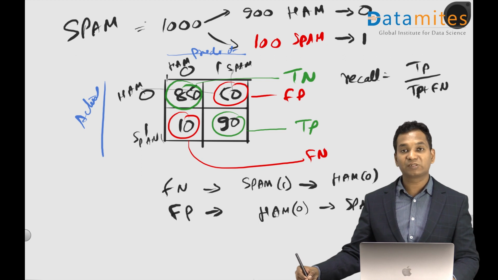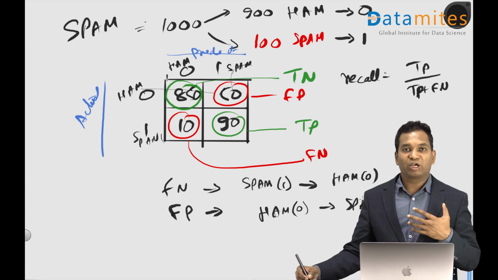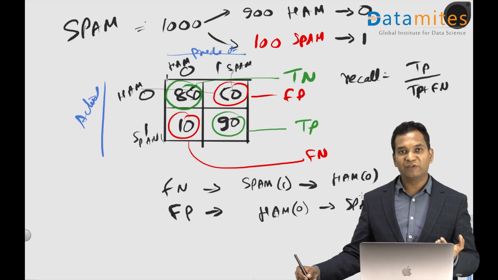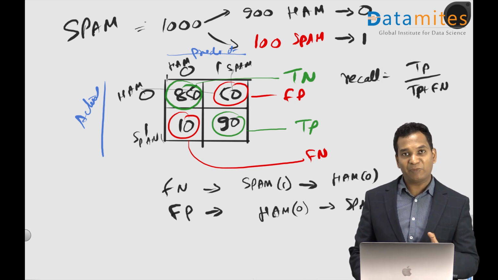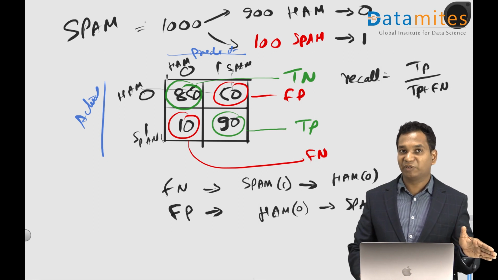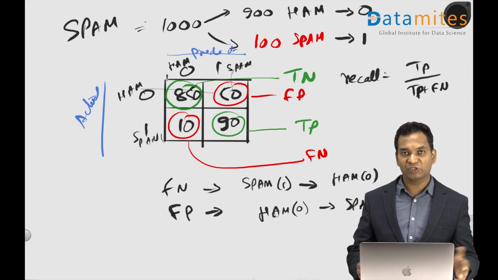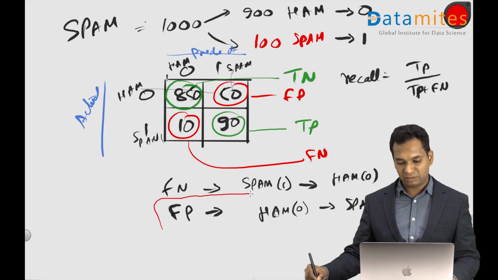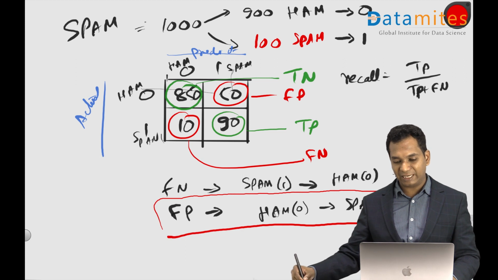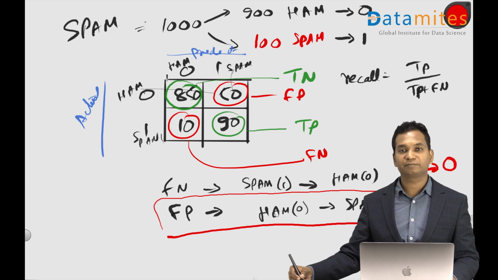Which is more dangerous for us? From a common sense or business perspective, if a spam mail lands in your inbox, that's okay because we can ignore it or mark it as spam. But if a ham mail goes into your spam, that's dangerous because you might miss a very important communication. You cannot afford to have a good email, ham, marked as spam. So for me, this is dangerous. False positive in my case is expected to be 0.